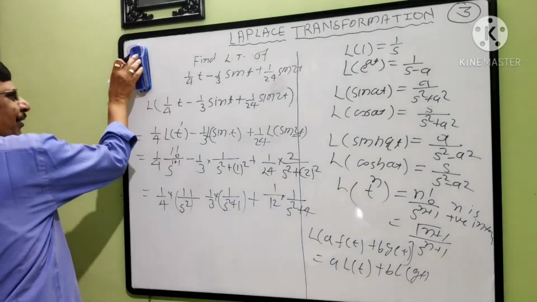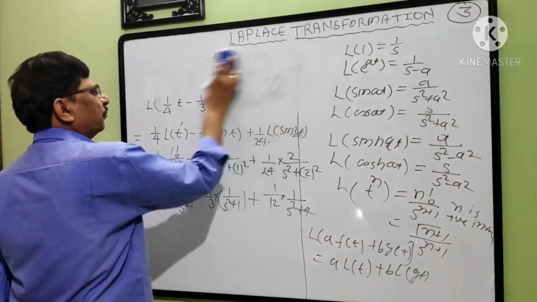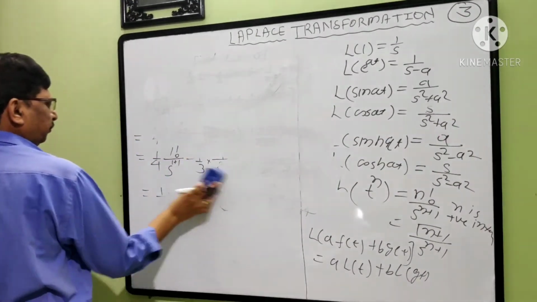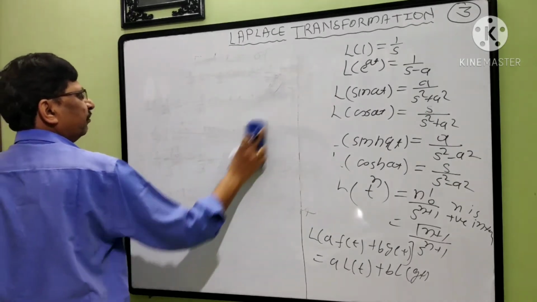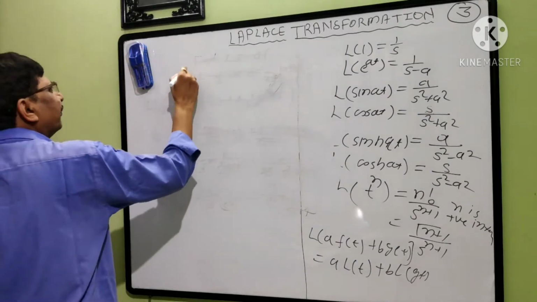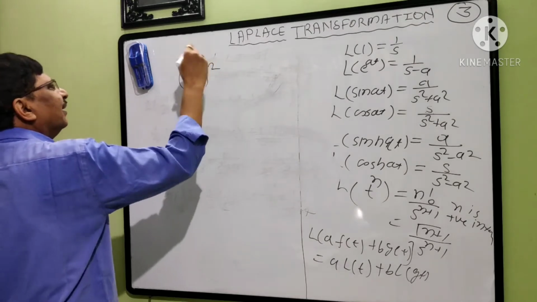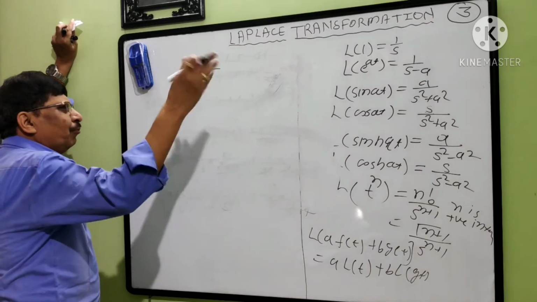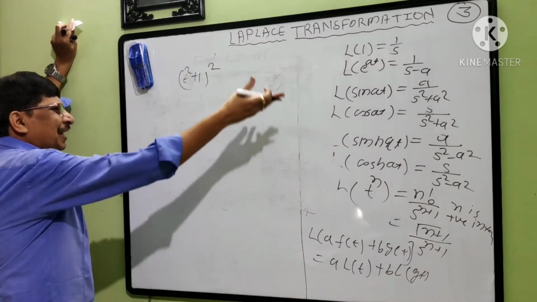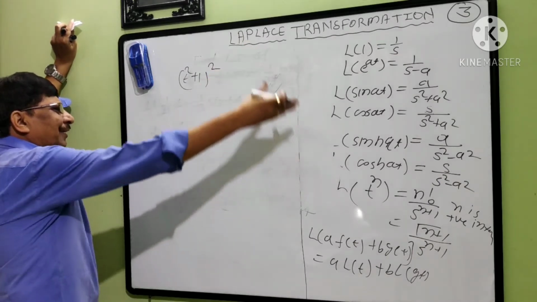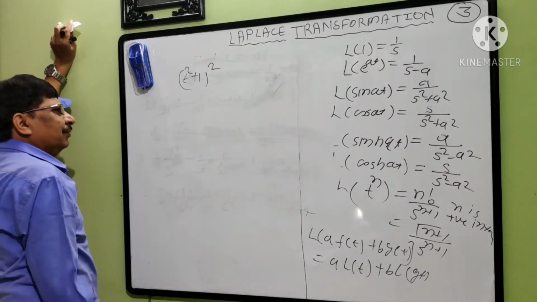Okay, now write the next one. You can copy this. Now next: t square plus 1 whole square. There is no composite rule or anything like that, because the Laplace transformation is an integration only, and here we have written only some direct formulas.